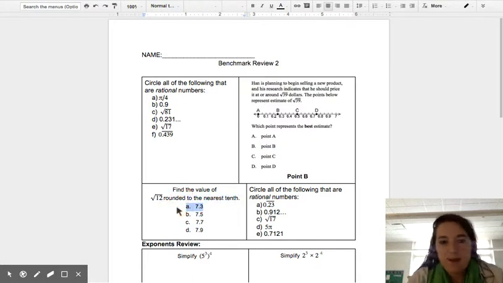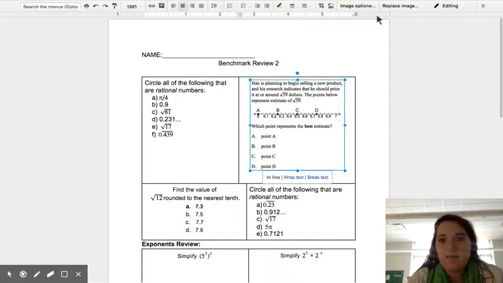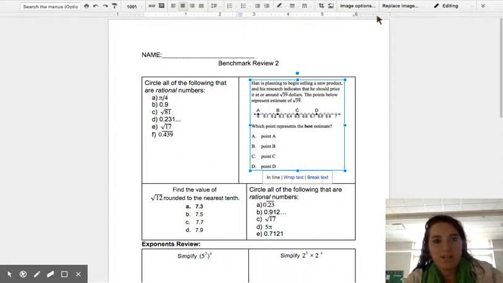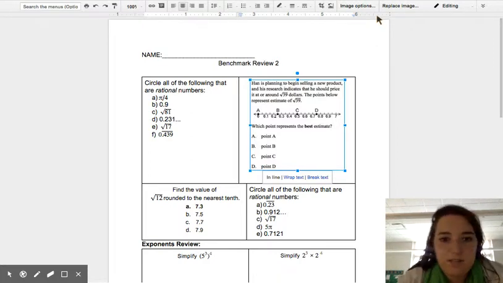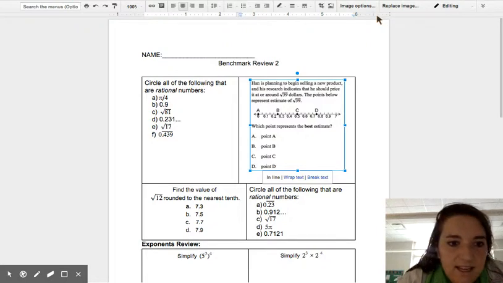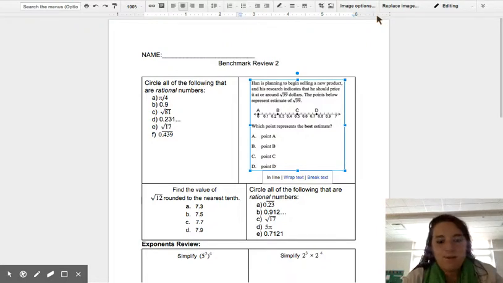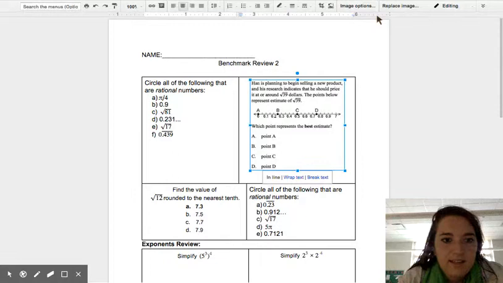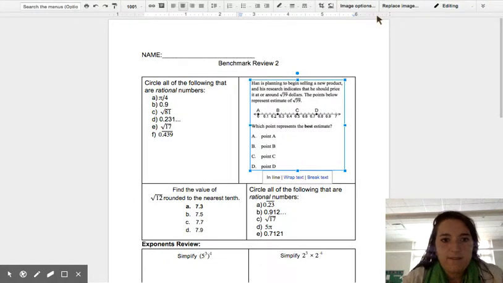7.3 is probably going to be our best guess. Why don't we look it up quickly just to double check? So if I Google the square root of 12, it's going to be, perfect, 7.3. So 7.3 is our closest answer.